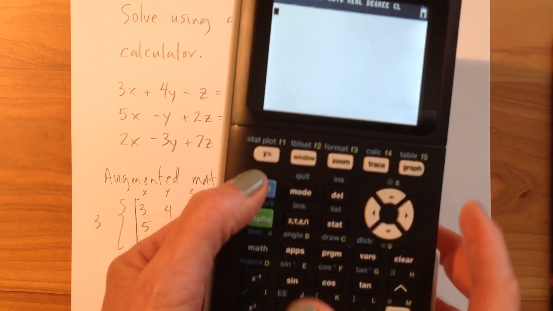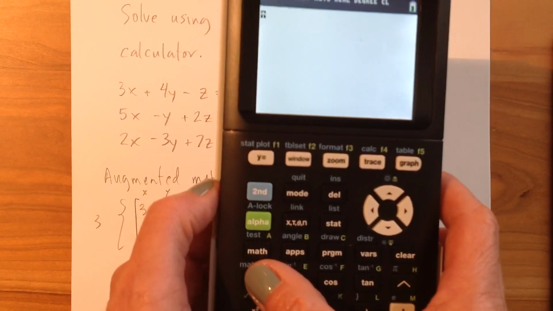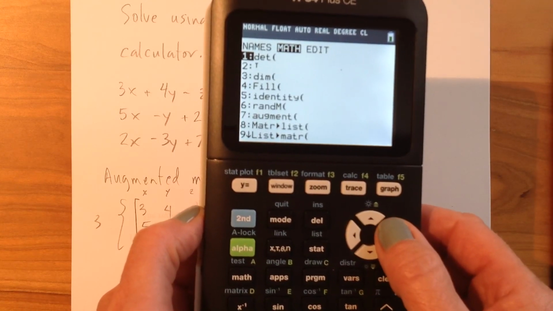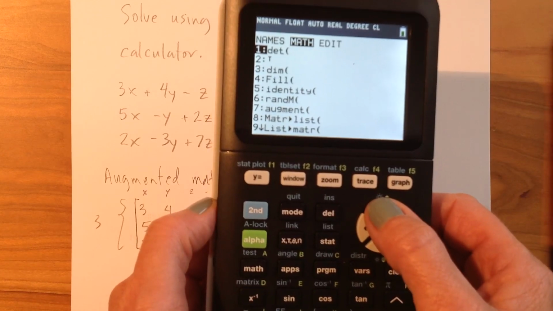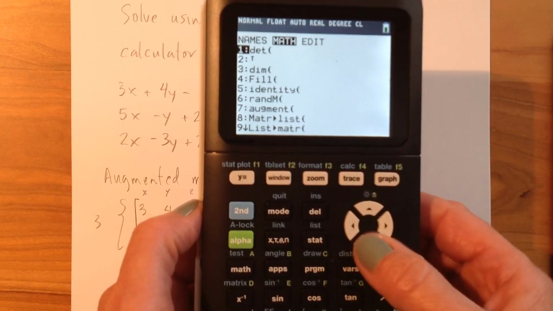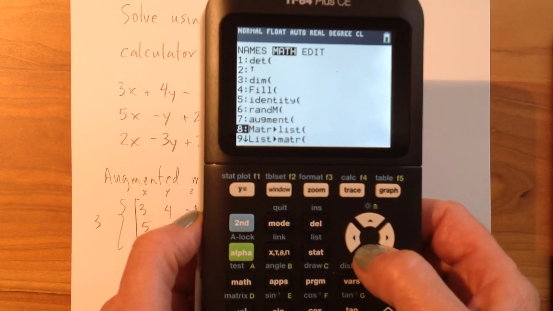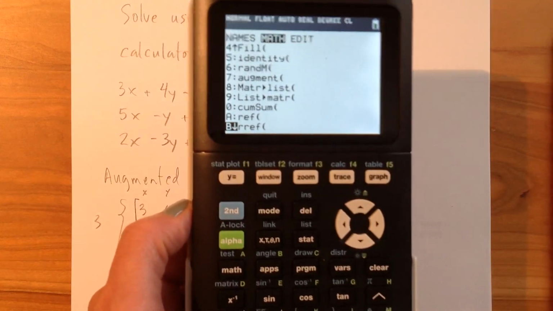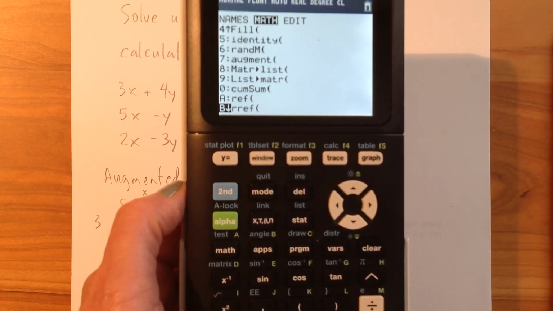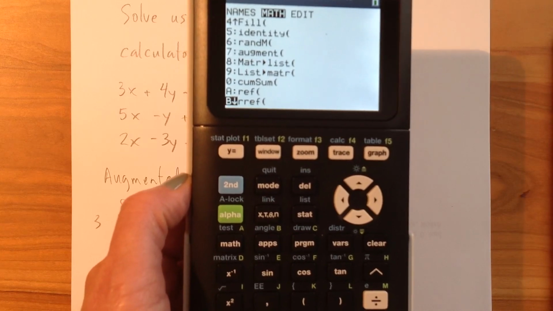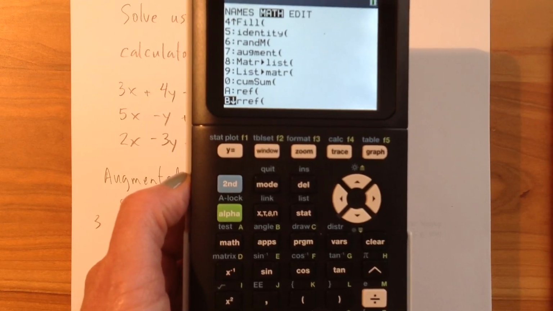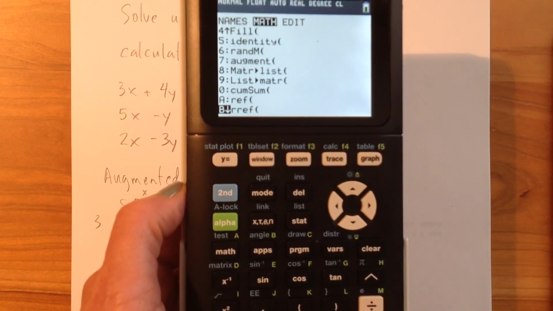We're going to go back to matrix now. Second, matrix. And now we're going to go to math. Now we're about to tell the calculator that we want it to do elimination to solve the system. If you scroll down to RREF, that stands for Reduced Row Echelon Form. Don't worry about that right now. The name doesn't matter. You're going to learn what that is in pre-calc. But what you're doing is telling the calculator to do elimination on your system.